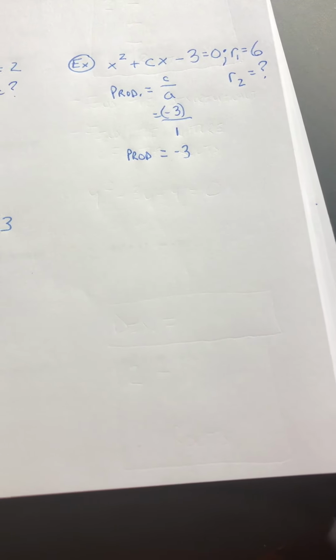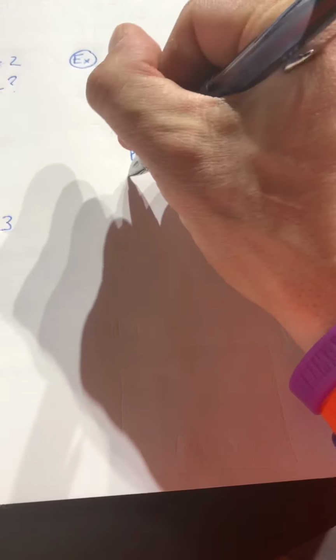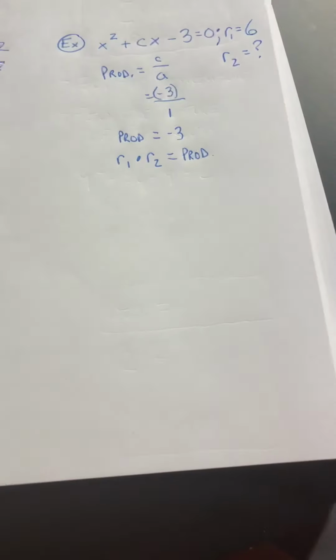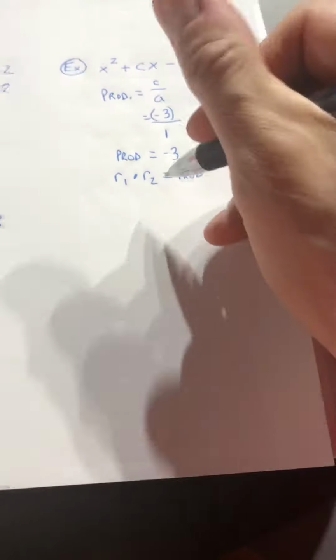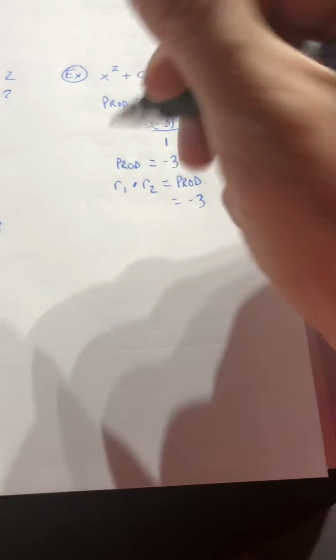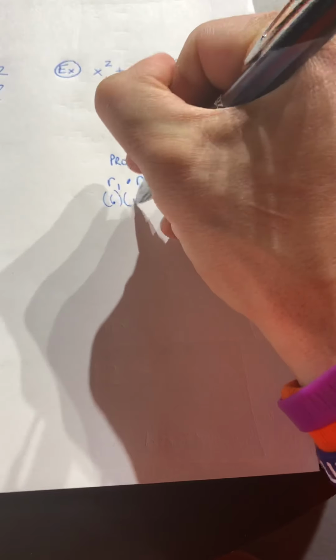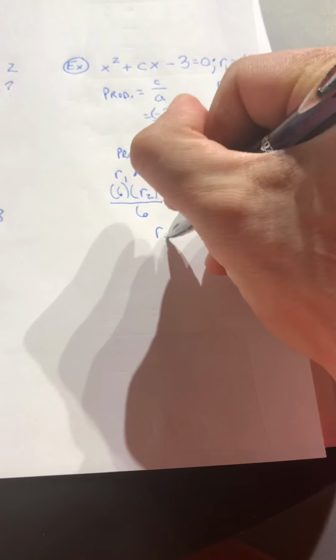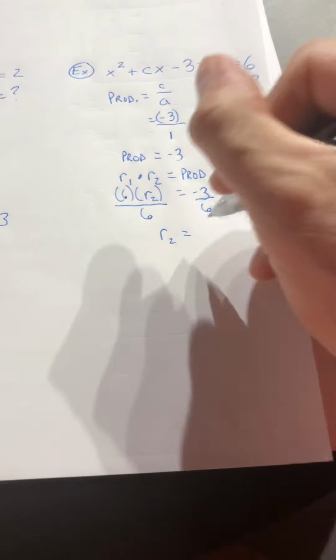In math, we know that if we took R1 times R2, root 1 times root 2, that would be equal to the product. That's multiplication. So now we're just going to plug in. I know my product we just found is negative 3. Root 1 is 6. We have to find root 2. To find root 2, this is attached by multiplication. The opposite of multiplication is division, so we divide by 6. So root 2, negative 3 divided by 6, should be negative 1/2. And there's the other root.